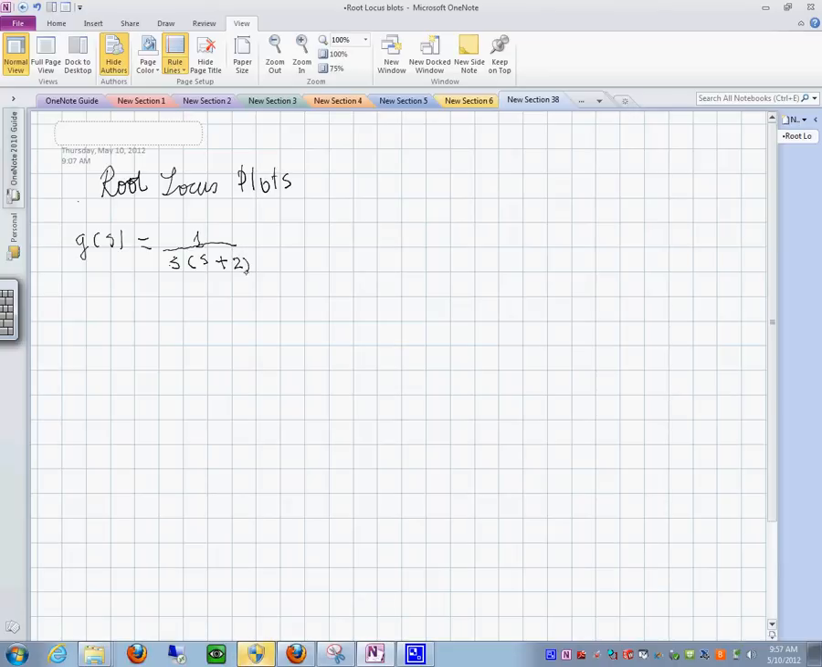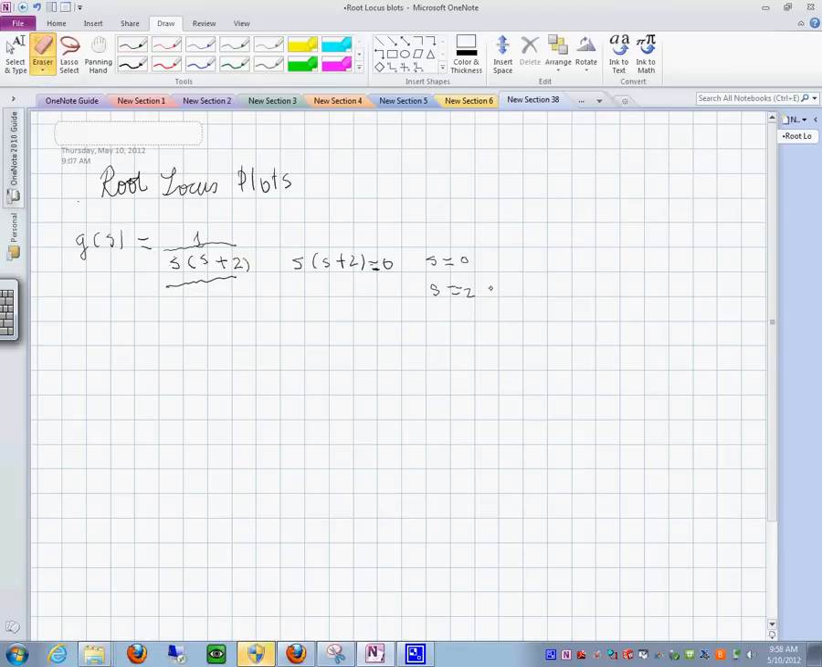How is that? If you take this denominator here and you say s times s plus 2 equals 0, isn't it true that s is equal to 0, but also s is equal to minus 2? Just make sure that we do it right. s is equal to minus 2, like that.